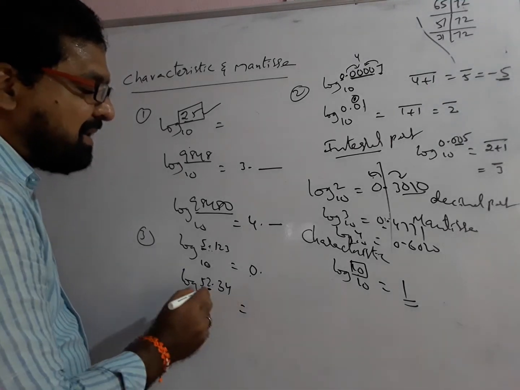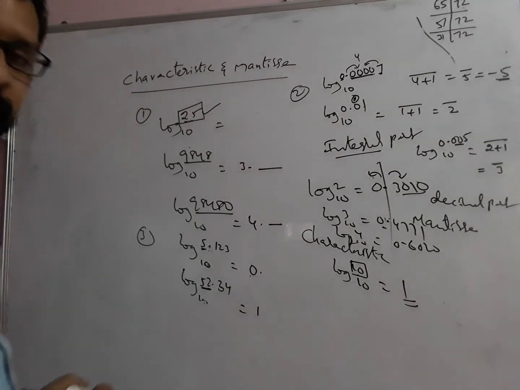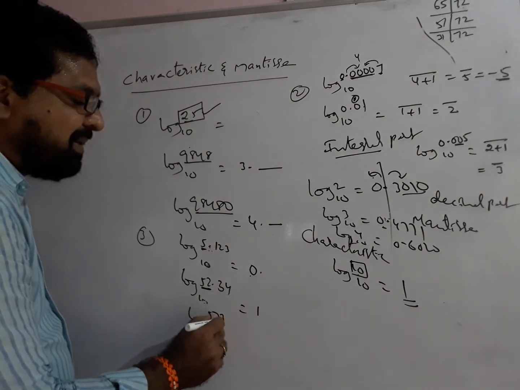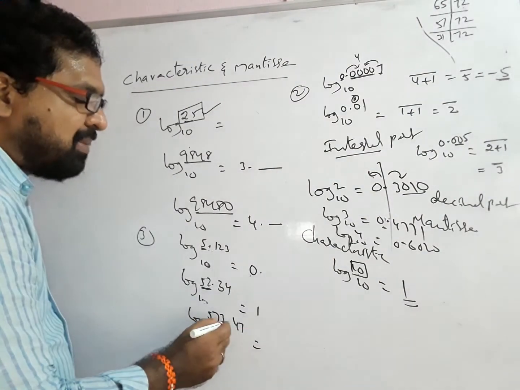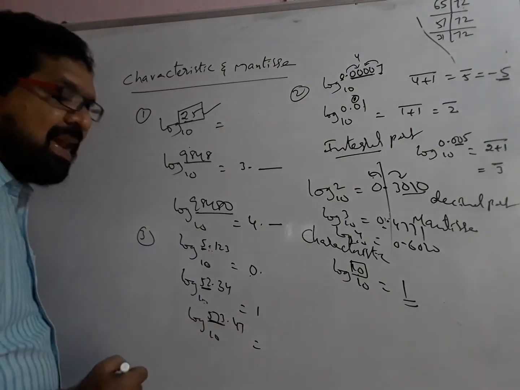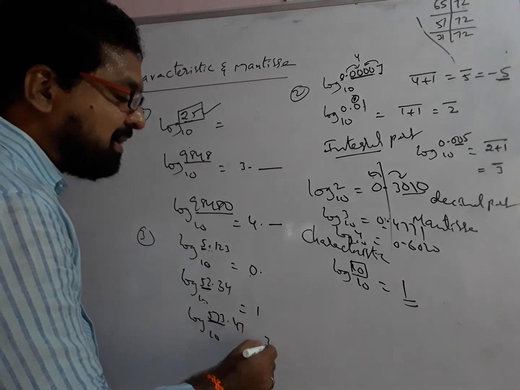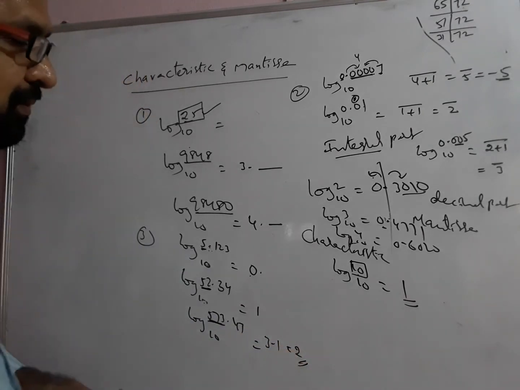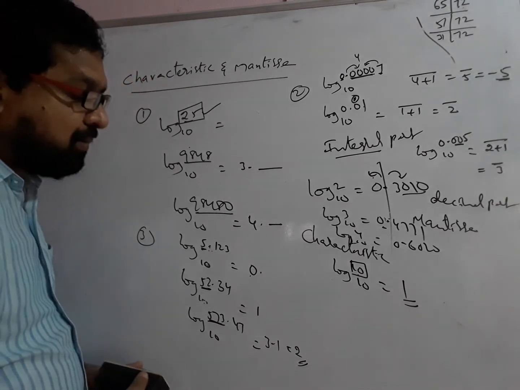So here the characteristic is 2 minus 1, nothing but 1. Next, logarithm of 573.47 to the base 10 is equal to... before the decimal point there will be three digits. Here three digits, its characteristic is 3 minus 1, nothing but 2. Like that we are going to get the characteristic.